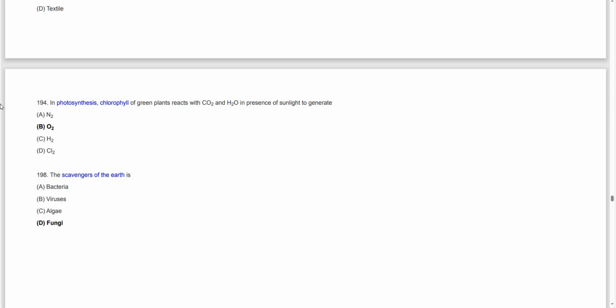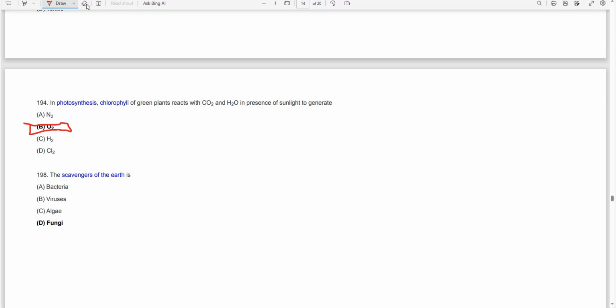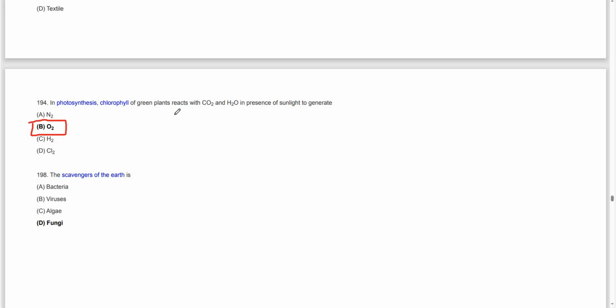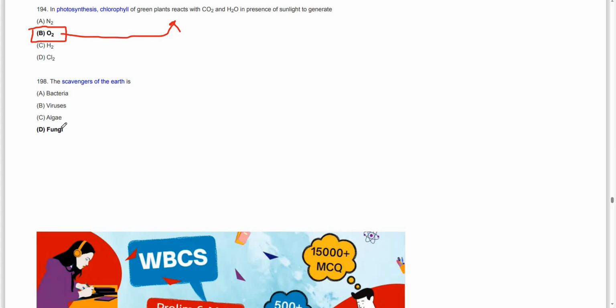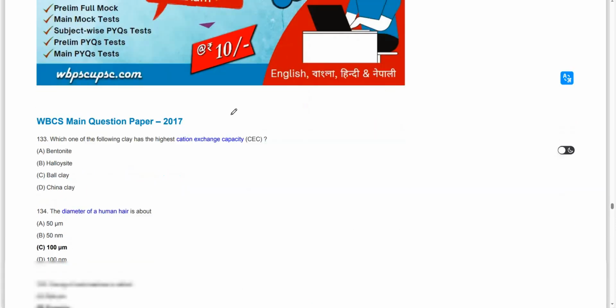In photosynthesis, chlorophyll of the green plant reacts with CO2 and H2O in the presence of sunlight to generate O2, oxygen. The scavengers of the earth are fungi. Moving on to the next question.